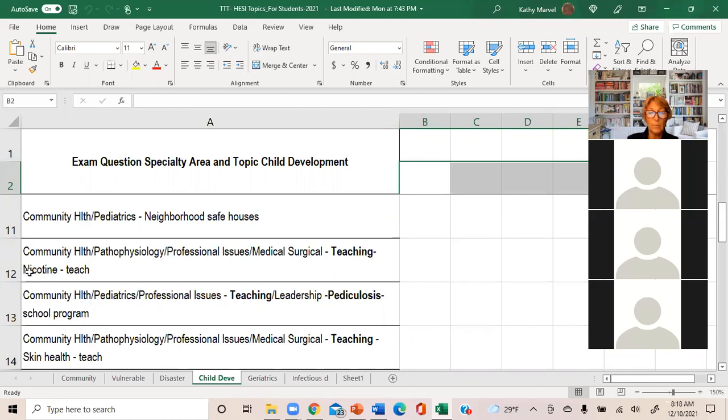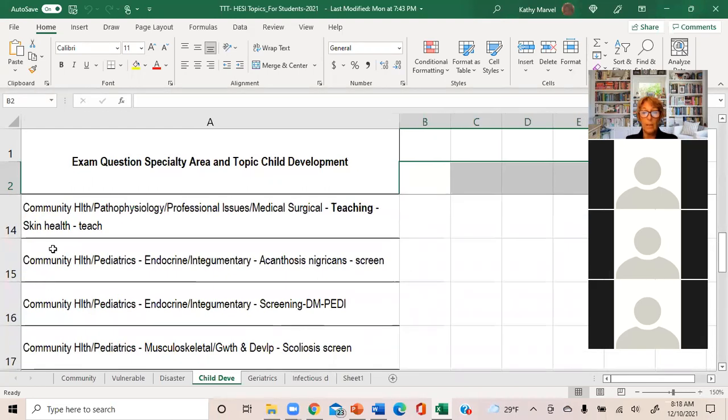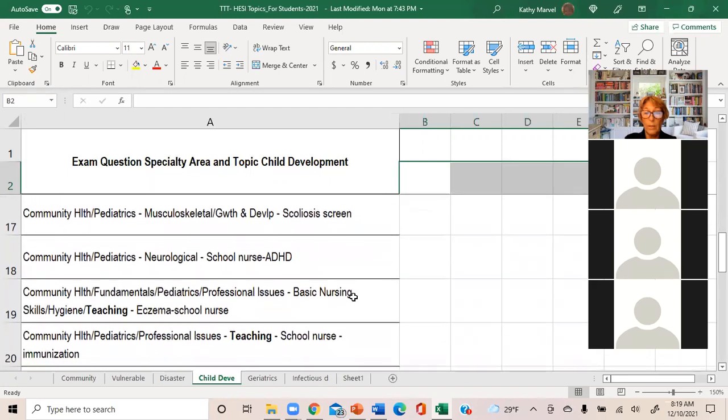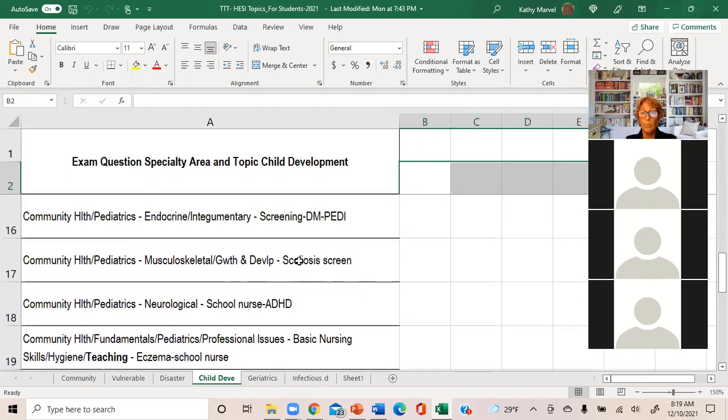Teaching, nicotine. Why would that be important? Lice screening. Teaching about skin health. Scoliosis screening. Why is that important? What might you get asked about scoliosis screening? What age group is that? Or if a child comes in, what would you see? Maybe their skirt's not equal, or they try to bend over.